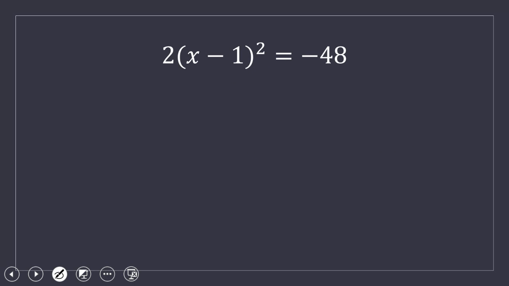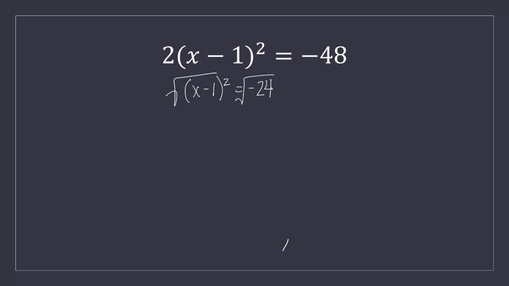Now looking at this one looks a little bit different, but I'm still going to do the same thing. I'm going to divide by 2, and this time I'm getting my squared quantity by itself. Negative 48 divided by 2 is negative 24. Now I'm going to square root. When I square root this quantity squared, basically they're canceling each other out, and I'm just left with what's in the parentheses, which is x minus 1. Okay, this is the same thing when you square root x squared, it's just x. It's the same idea. A square root undoes a square and leaves whatever was there alone.